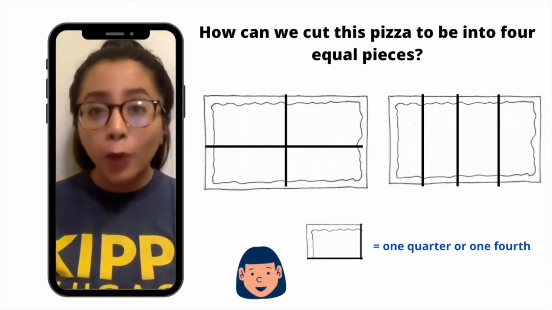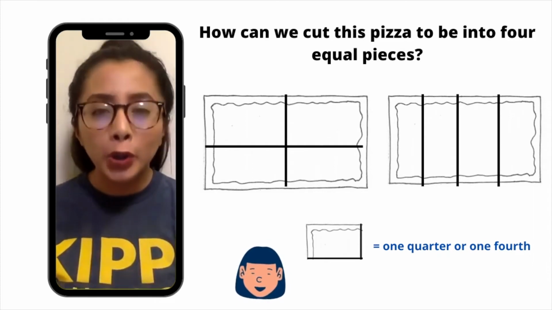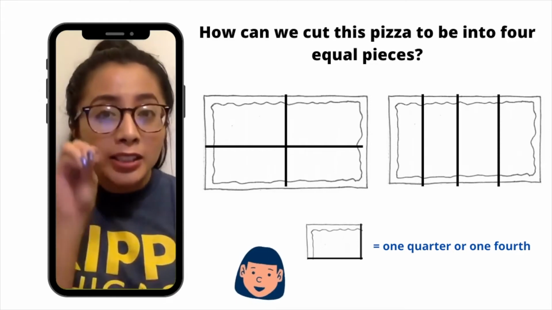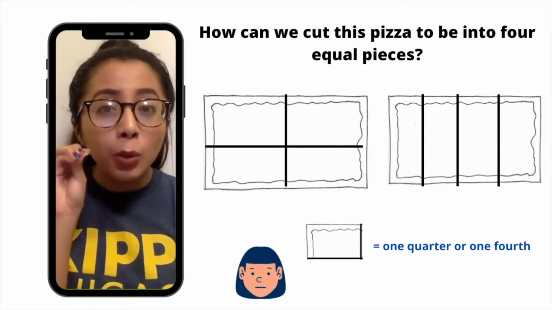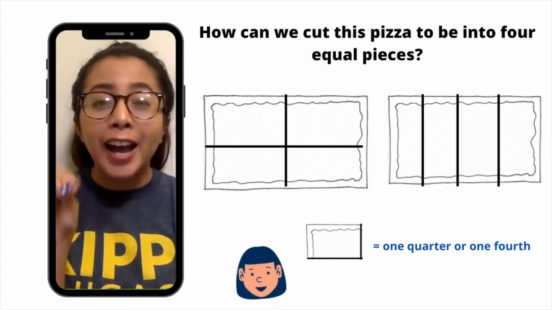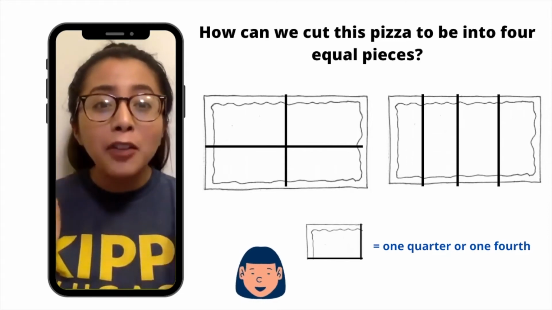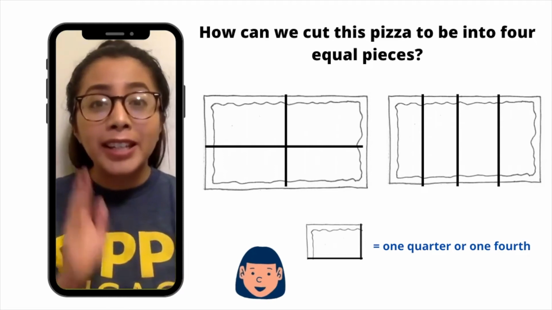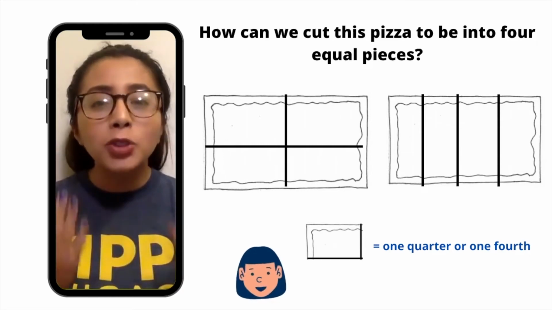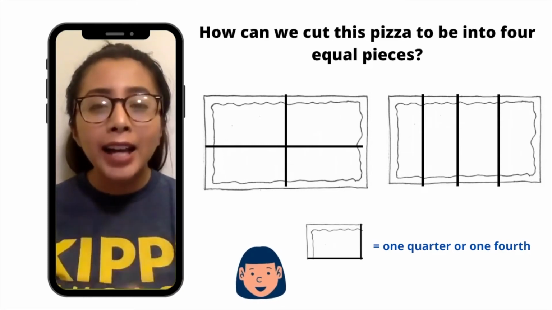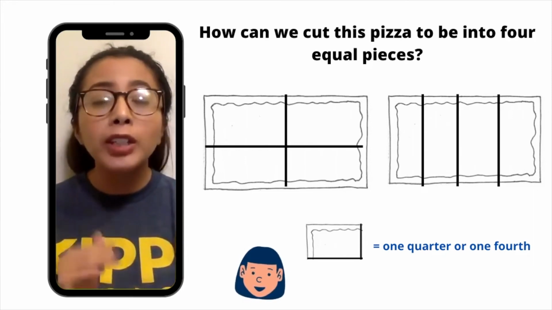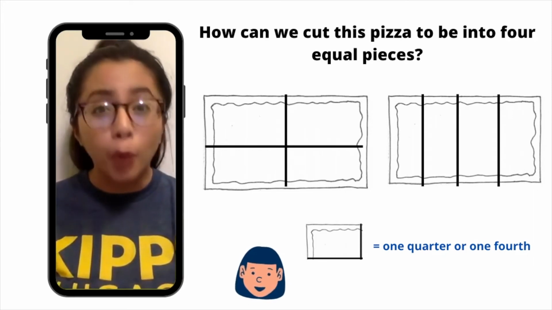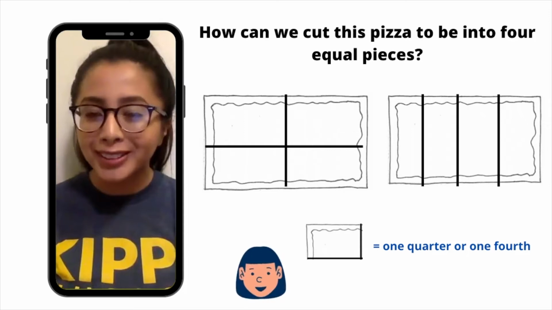Another way to say fourths is to say quarters. If I take a piece of the pizza, of this quarters pizza, I would say I have a quarter of the pizza. And just like when we cut a pizza in half, we have to have the same size every time if we say that we are going to cut them into fourths or quarters.